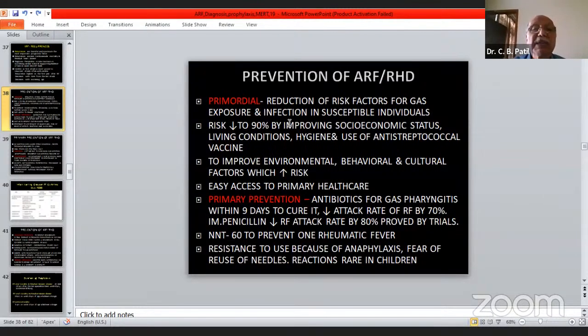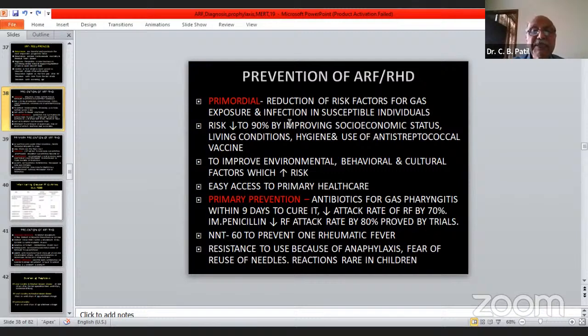What's called primordial prevention: reduction of risk factors for group A streptococcal exposure and infection in susceptible individuals. The risk decreases by 90% by improving socioeconomic status, living conditions, hygiene, and use of an anti-streptococcal vaccine, to improve environmental, behavioral, and cultural factors which increase the risk. Easy access to primary health care is also equally important.